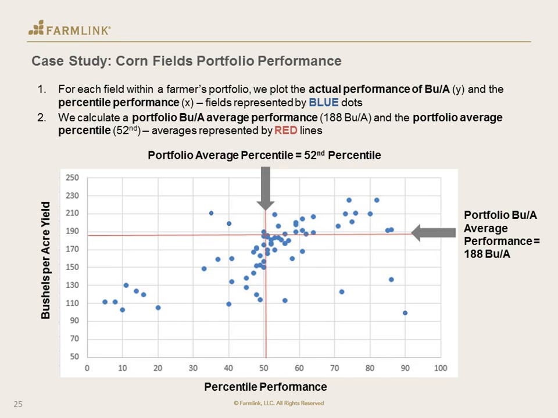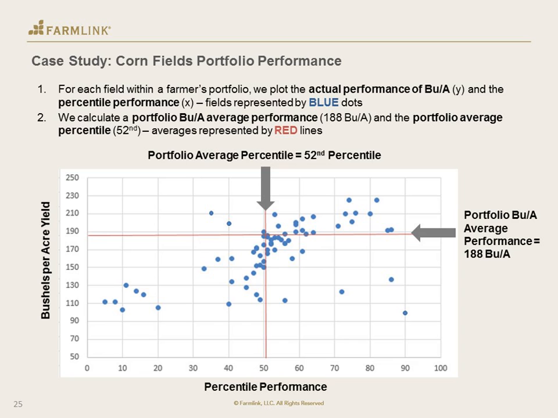Let's walk through an analysis on a portfolio of fields. In the scattergram we show here, each blue dot represents a single field within that farmer's portfolio. The x-axis shows the percentile performance rating compared to like fields with like conditions. Remember, this is calculated for each field separately. The y-axis shows the absolute bushels per acre yield. The fields, or the blue dots, are placed on the graph based on their individual performance and benchmark. Then we calculate the averages across a portfolio of fields. The red lines are placed to represent these averages.